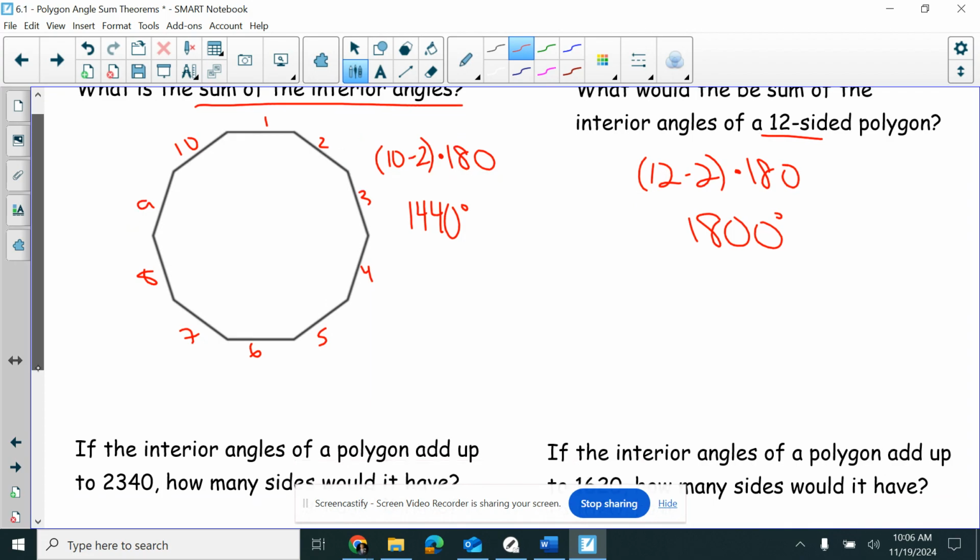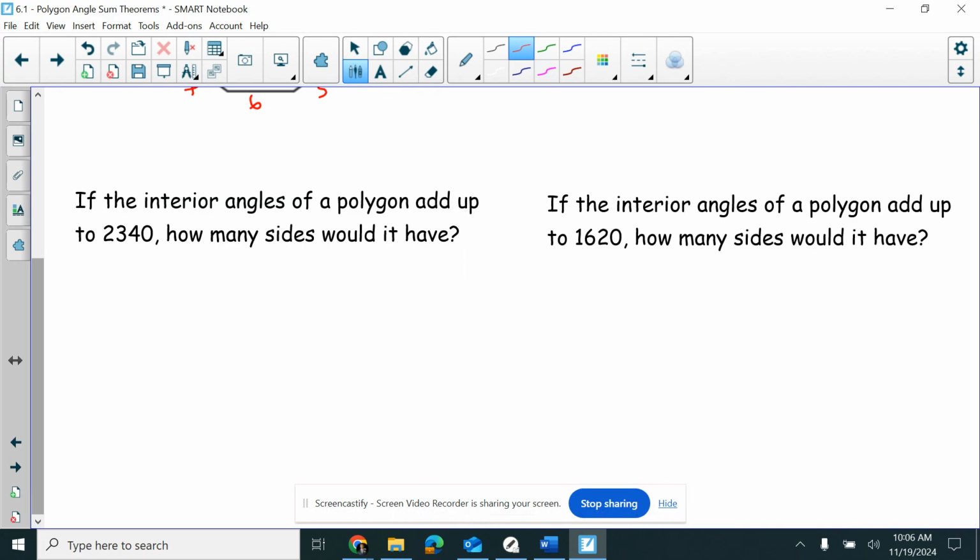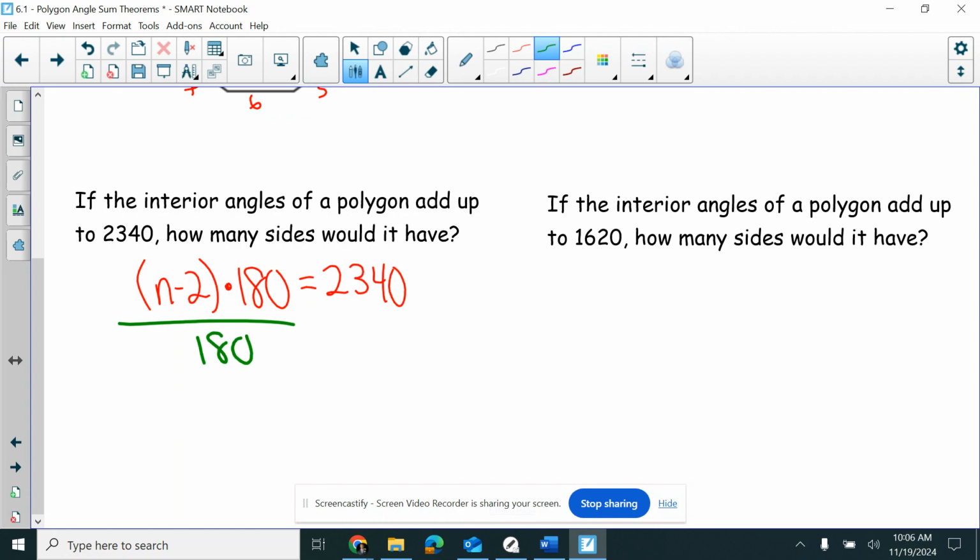For the next 2 examples, I give you what all of the angles would add up to, and you have to figure out how many sides that would be. So I don't know the number of sides. We start with our formula, and we know it equals 2340. With this type of problem, we're going to work backwards. When we're going forwards, the last thing that we do is multiply by 180. So if I'm working backwards, I'm going to first divide by 180.